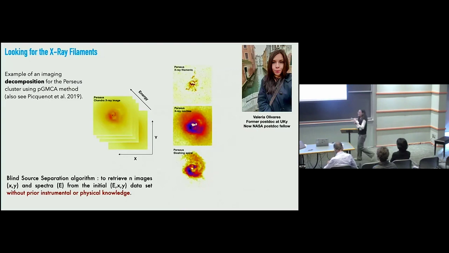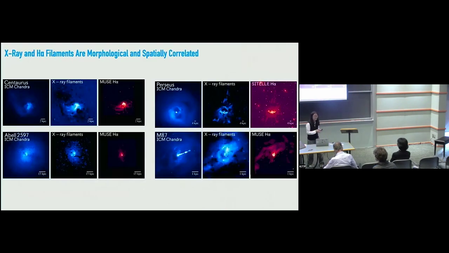With that, it actually makes a huge difference. Those are some examples. The left column is the original cluster emission with everything in it. The middle one is what we isolated that corresponds to the X-ray filament, and the right one is the H-alpha filament. We find that the middle panel and the right panel are strikingly similar in both morphology and spatial correspondence.